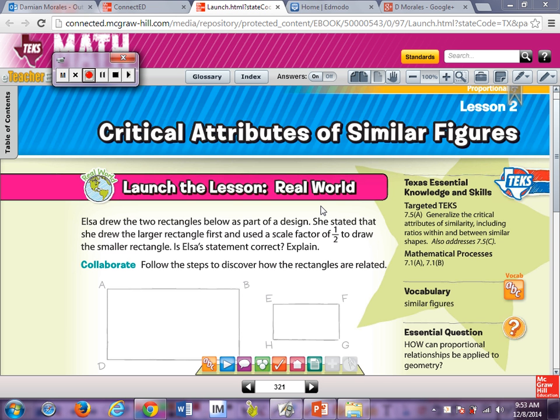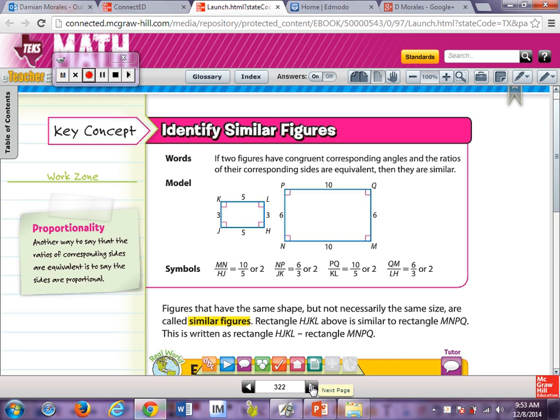So, as typical, I'm going to leave out this first page because I want us to discuss that as a class together. Instead, I'm going to go right into page 322 and discuss our examples and our idea. Our big key concept for this page on 322 is the idea of how to identify a similar figure.